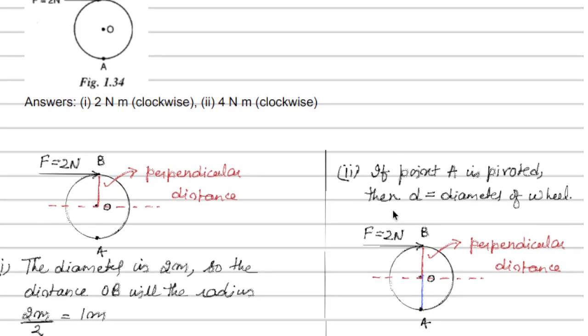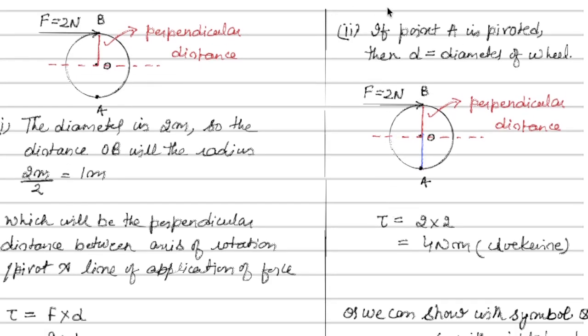Now let's see the second case here on the right. Now if this is pivoted, then we have to take the entire distance from here till here. So that will be the perpendicular distance, and then we will calculate it as 4 Newton meter clockwise. Of course, because the distance has increased, if this point is pivoted, then the torque will also increase. It was 2 Newton meter, but now in the case of A, it is coming as 4 Newton meter. The direction will of course be clockwise because it will tend to rotate in this direction.